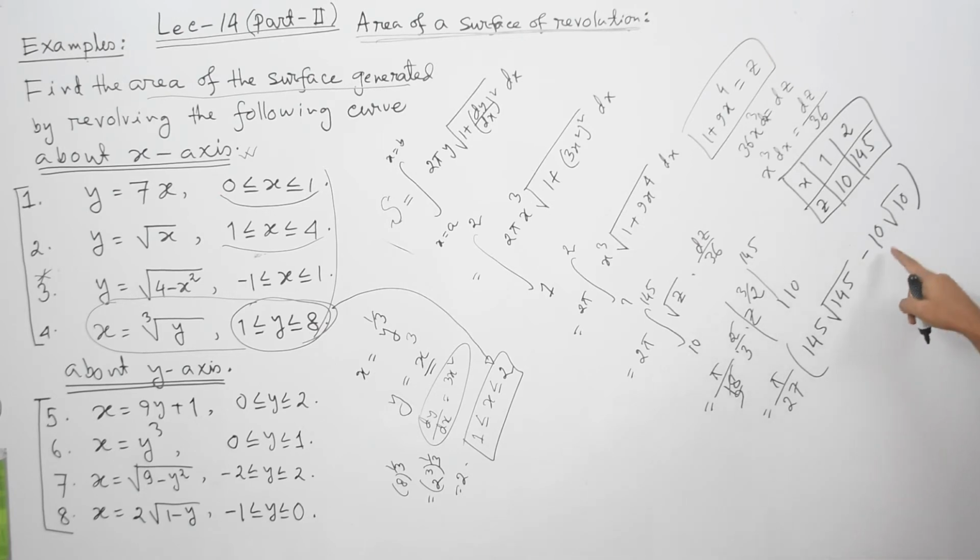But I can also take 5 out from here and here, then it will be 5 pi by 27, and here I will get 29 root 145 minus 2 root 10. So this is the answer.